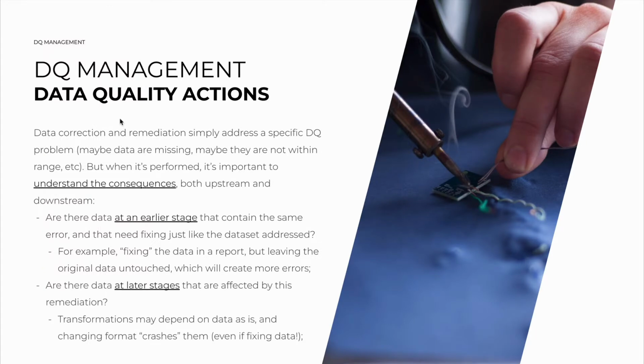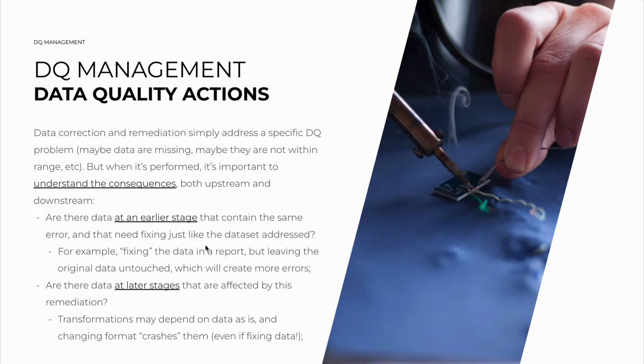As mentioned previously, they simply address a specific data quality problem. That is, maybe the data are missing, maybe they're not within range, maybe they're not consistent across data sources, and so on. This is usually done by parsing the data and then cleansing it or standardizing it. And we'll dive into this later. But when remediation is performed, it's also important to understand the consequences, both upstream and downstream. First, it's important to ask yourself if there are data at an earlier stage that contain the same error and that need fixing, just like the dataset that you're addressing. That's the goal of root cause analysis.